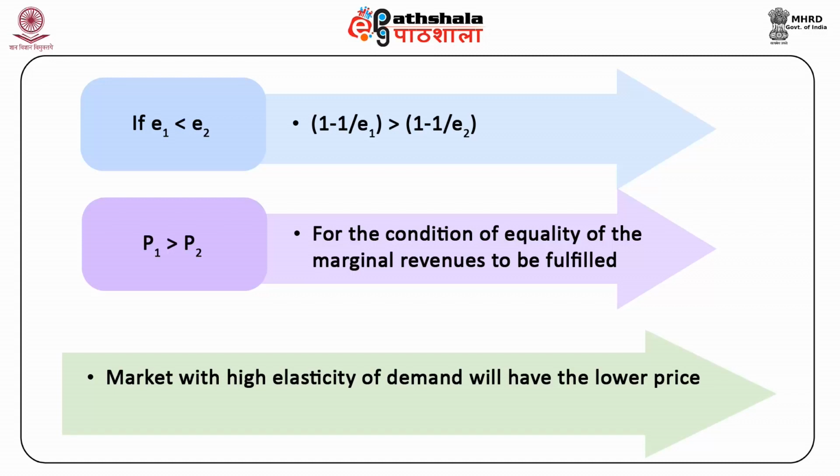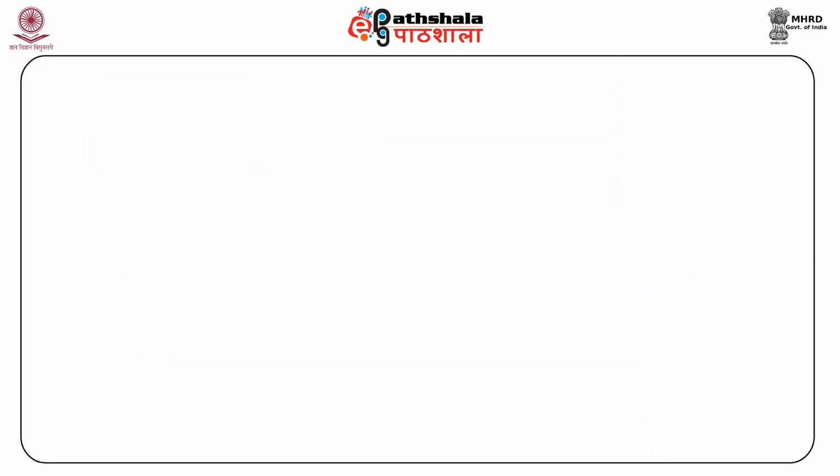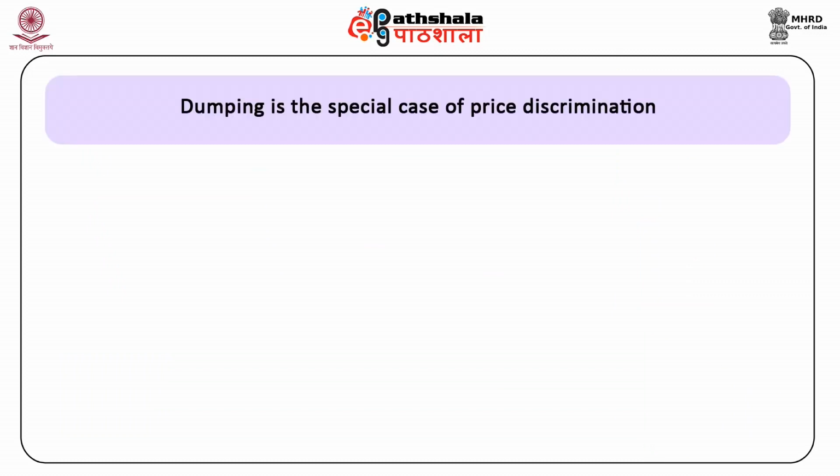The market with high elasticity of demand will have the lower price, and the market with low elasticity of demand will have the higher price. Now, let us move ahead and discuss dumping and price discrimination. Dumping is a special case of price discrimination where a firm is a monopolist in the domestic country but sells a commodity at a lower price in the foreign country.